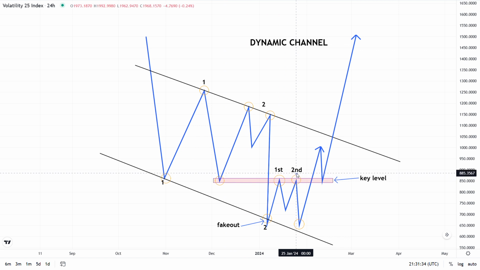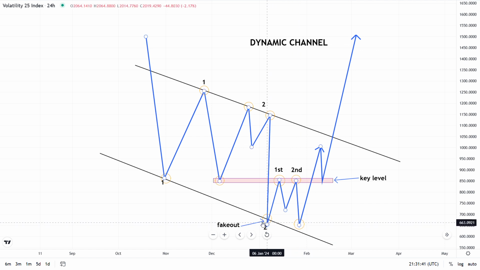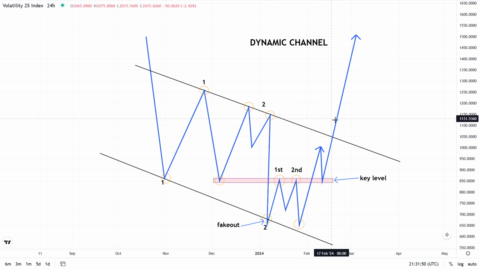Then you now have the second touch. The market falls one more time, and this second touch taps into maybe a 5 minutes order block right there, and the market makes this explosive movement.